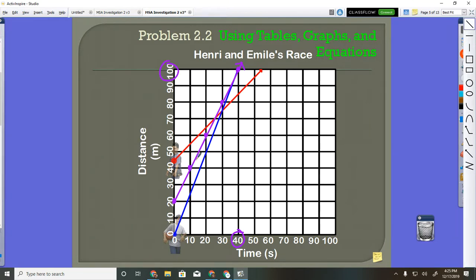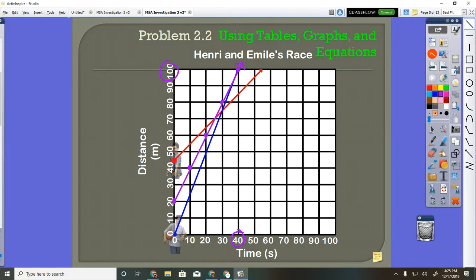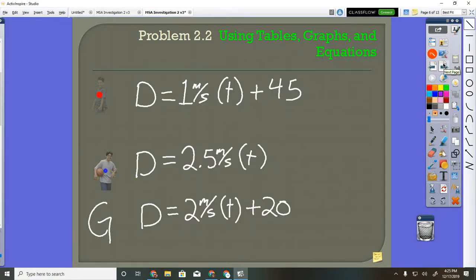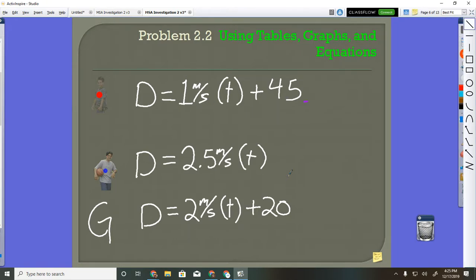So those are the answers we're looking for in the homework. That's what your graph should look like. Close to, you might have gone by 5s, that's fine. And your equations are here for all 3 individuals, Henry, Emil, and Gilberto. Hopefully that helped.